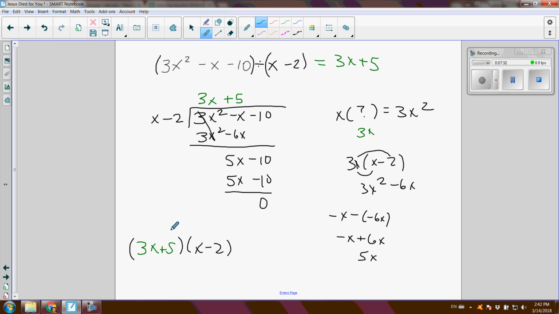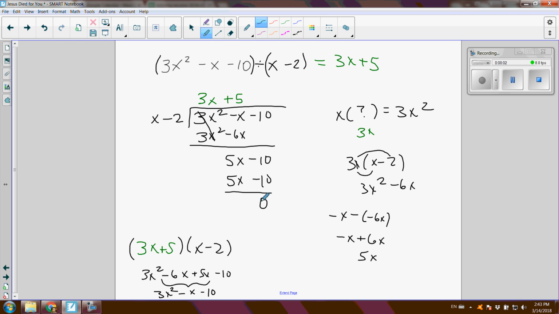Well, let's see. 3x times x is 3x squared, 3x times negative 2 is minus 6x, 5 times x is plus 5x, 5 times minus 2 is minus 10, and minus 6x plus 5x combines to negative x. So we have 3x squared minus x minus 10. And so that is how you divide polynomials.